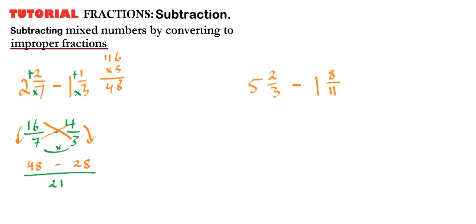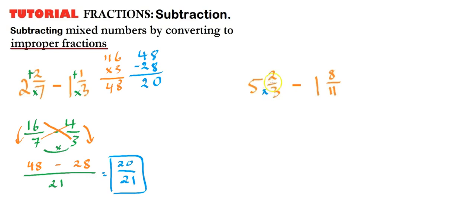So now we can come up with an answer here. So 48, let's do that again. Minus 28 is going to be 0, it's going to be 20. So the answer there is 20 over 21. We can do the same process here.